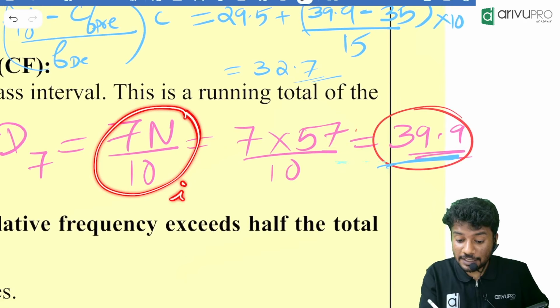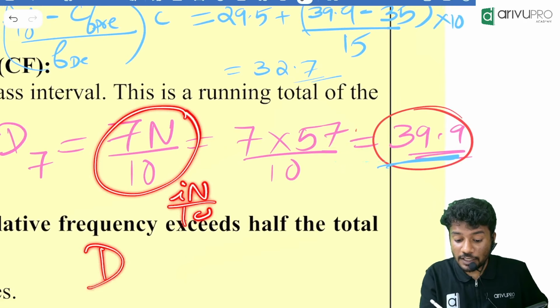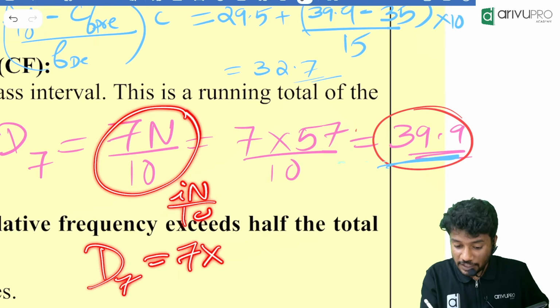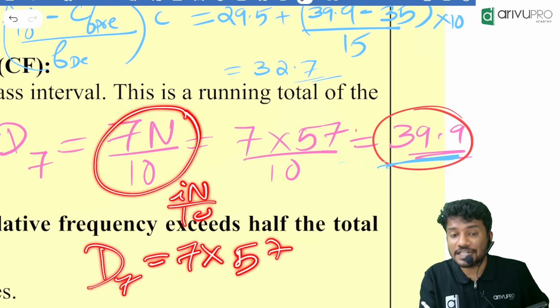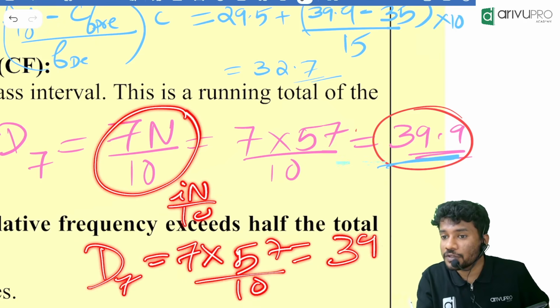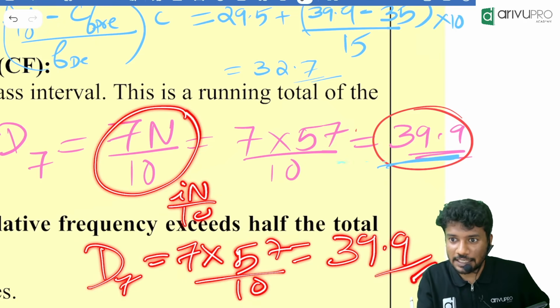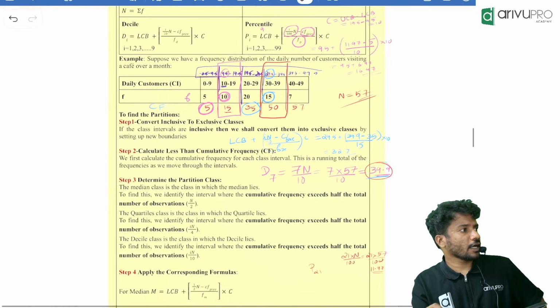In by 10, that is the case. We are finding what? Decile 7. That is 7 into n by 10, how much? 57 divided by 10, which is equal to 39.9. Got it? Yes. Now, online, everyone got it?